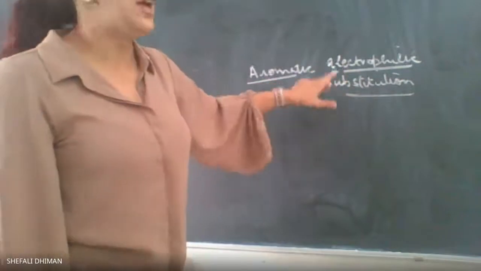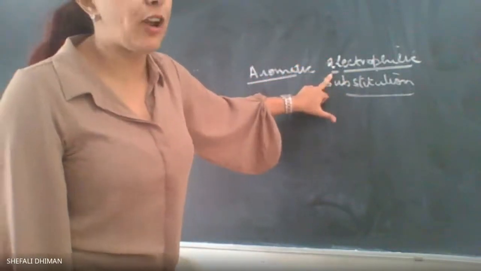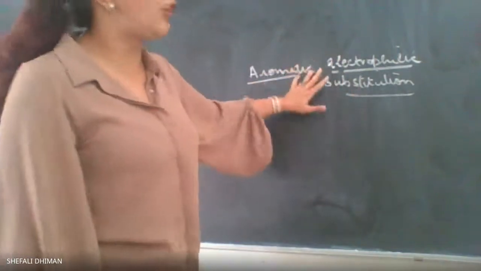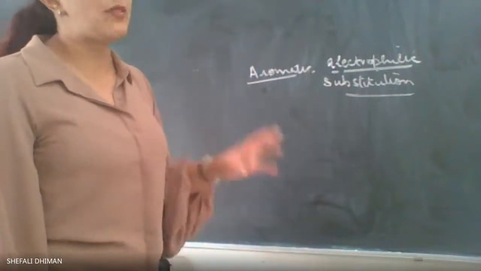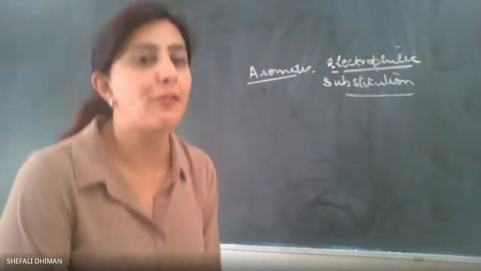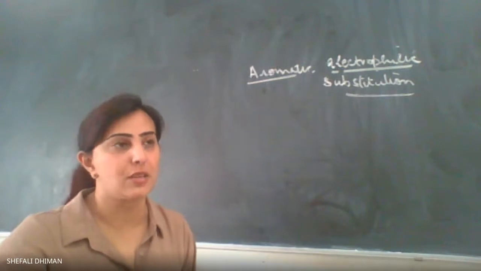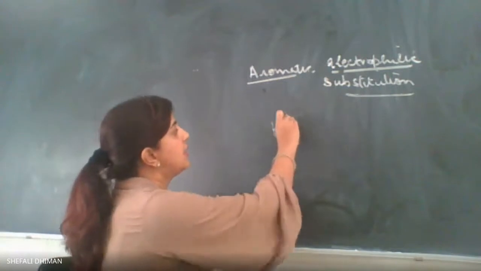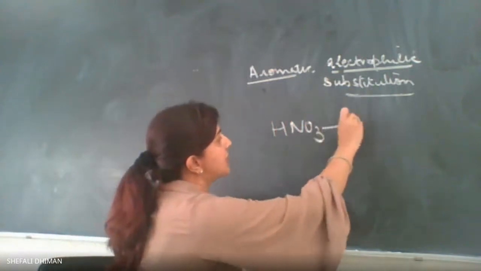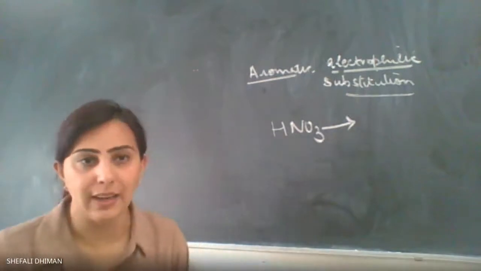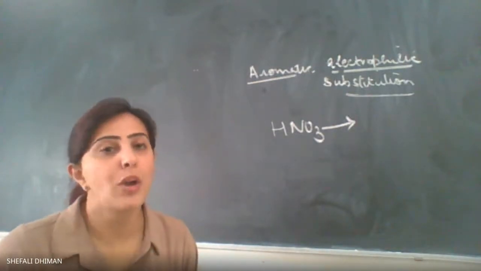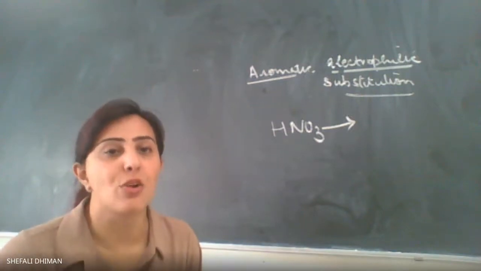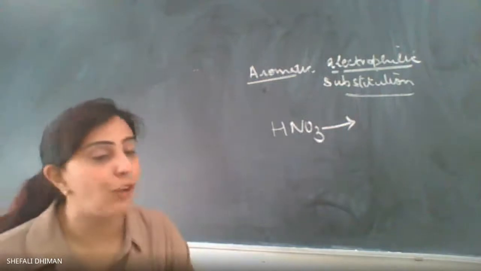Electrophilic substitution. Substitution means one group is replaced with the other. Electrophilic, what does electrophilic mean? So when we're talking about nitration reaction, I have to generate an electrophilic species. So how is nitration carried out? Obviously it is carried out with nitric acid. Now nitric acid generates an electrophile, an in situ reagent which is deficient of electrons. So that is why it is electrophilic in nature.